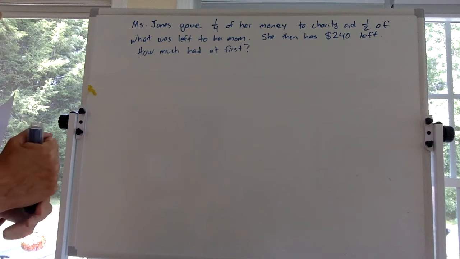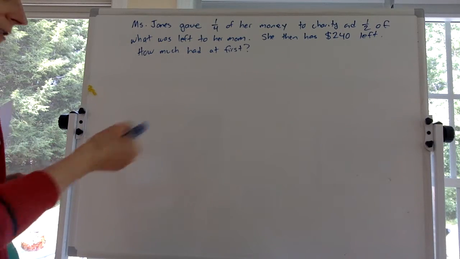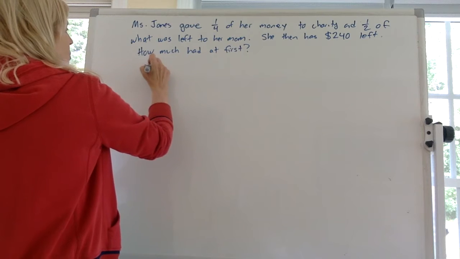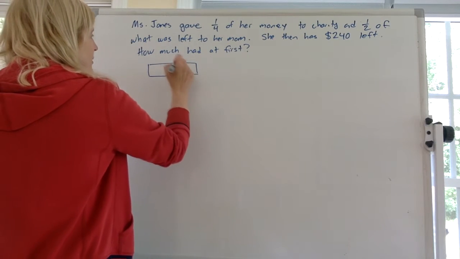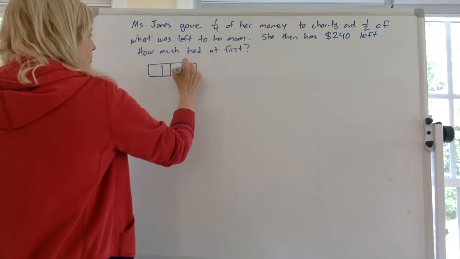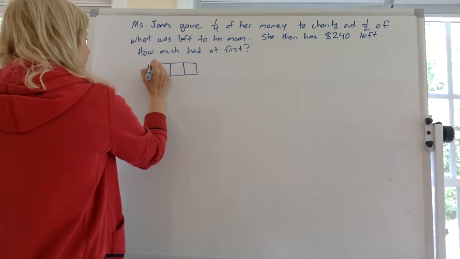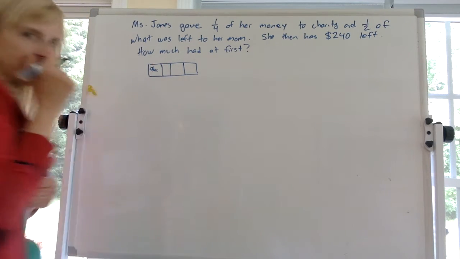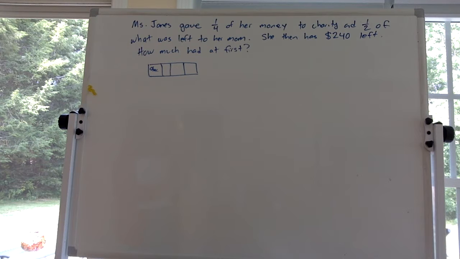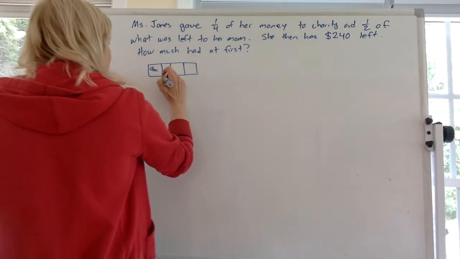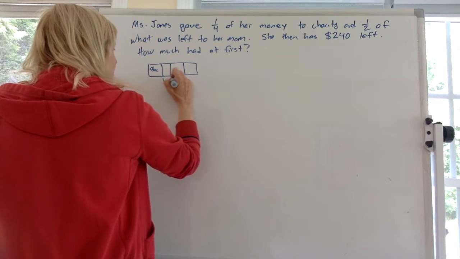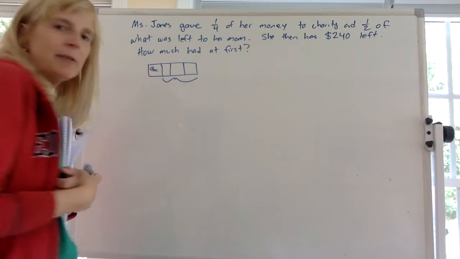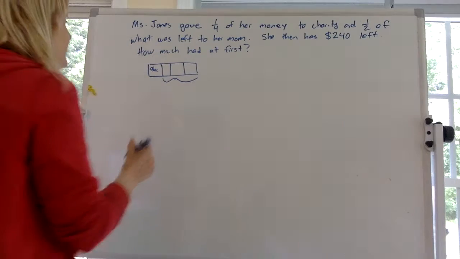So Miss Jones gave a quarter of her money to charity. So right away I see that quarter, and I draw a strip of 4 blocks. And one block of the 4 is charity, right? That's the charity block. Then it says half of what was left. How much was left? This is what was left, right? The 3 blocks are what's left, but half of them went to mom.